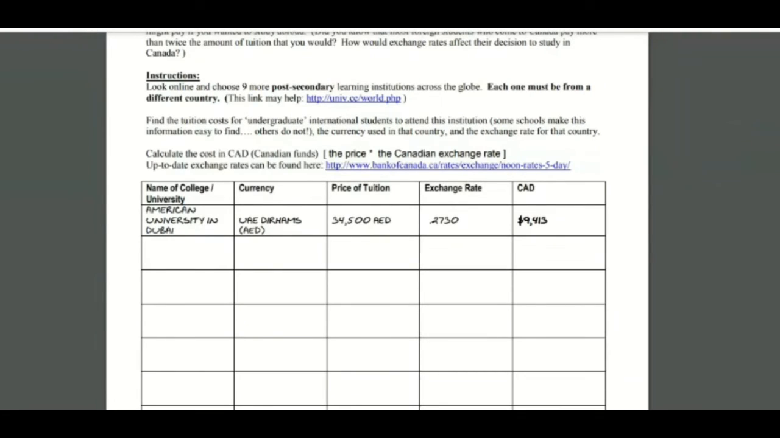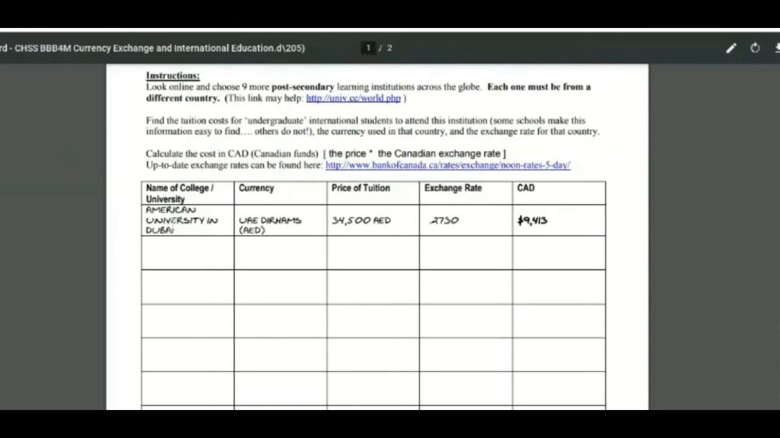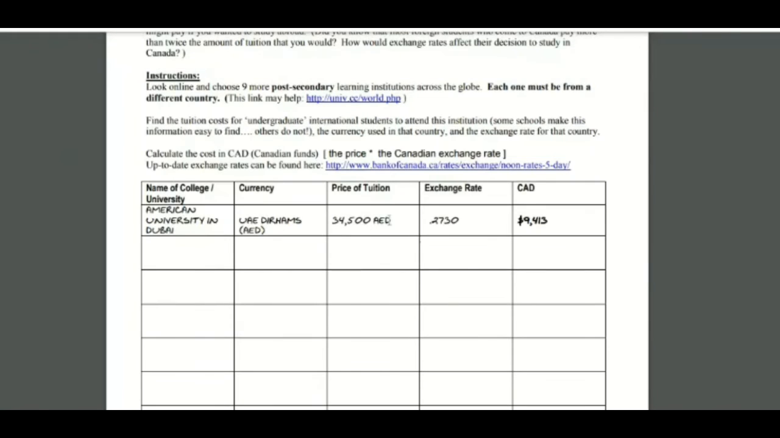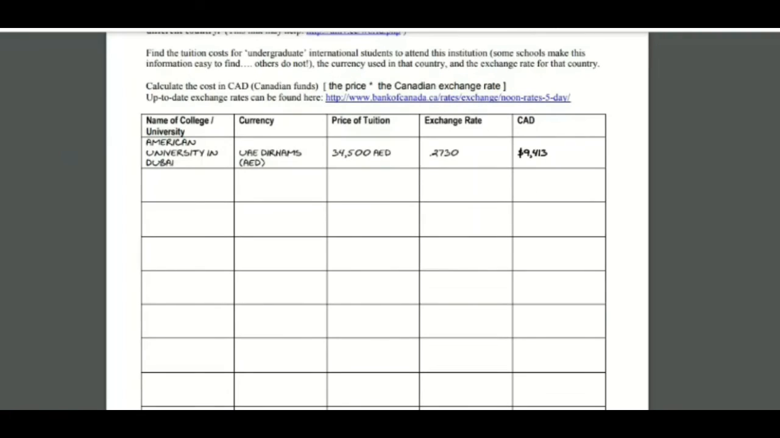Say you want to take a Bachelor of Commerce, you want to study business. Tell me how much it costs in the local currency. Tell me the exchange rate and then convert it into Canadian dollars. The first one is done for you. Let's say I want to go to this university in Dubai. They use dirhams. It costs 34,500 dirham at an exchange rate of 0.2730, which converts to $9,413 Canadian.